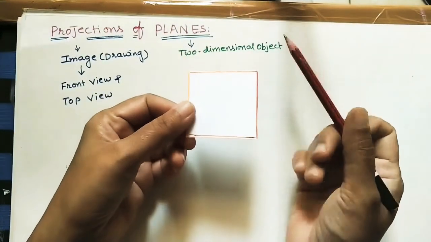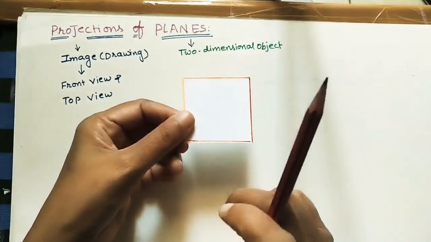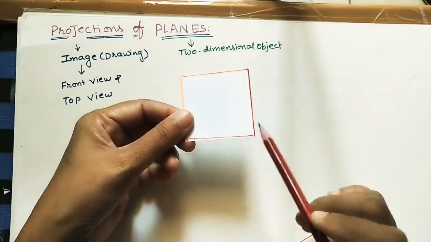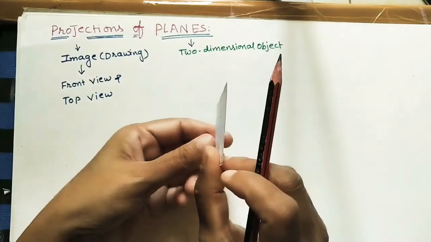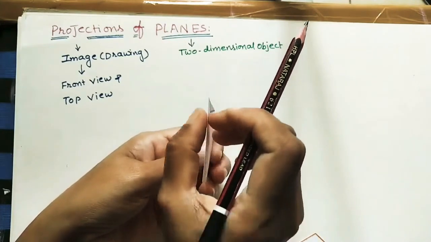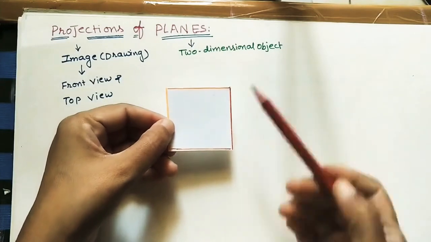This is a square. It has four sides. All four sides have equal length. Okay, and this has some width, and then it has some height. Okay, and it has no thickness. The thickness of this plane is negligible. We are considering it is 0. So a plane has only 2 dimensions, remember it.